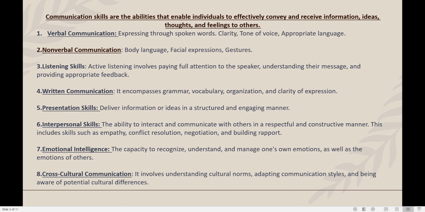Then listening skills. Again, I already told you that listen first. We will talk later. First, listen to the other person. And do you realize when you should speak? Only when you can add value to the conversation.